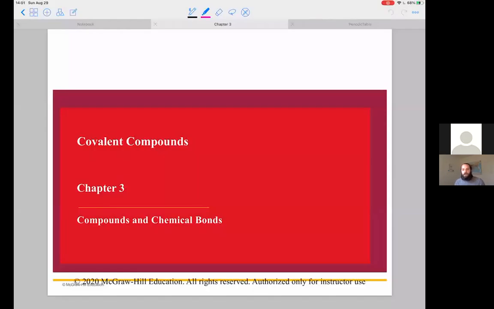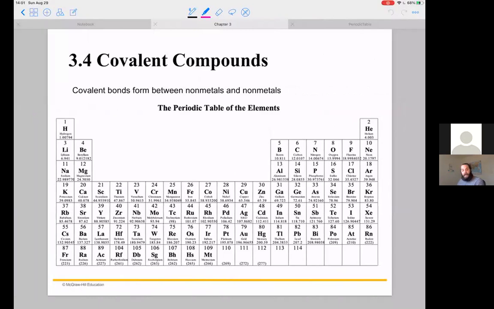All right, so now let's talk about covalent compounds. These are different kinds of compounds than ionic compounds, and we'll talk about why here in a second. First is just being able to identify whether a compound's covalent or ionic. And again, we're going to do that just by looking at where it lives on the periodic table.